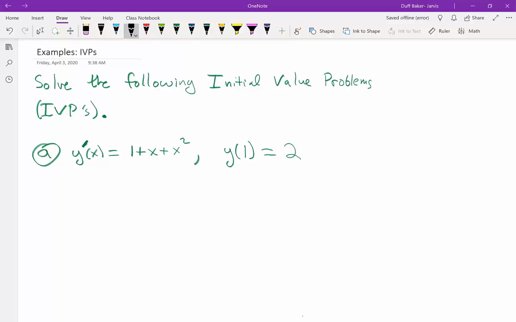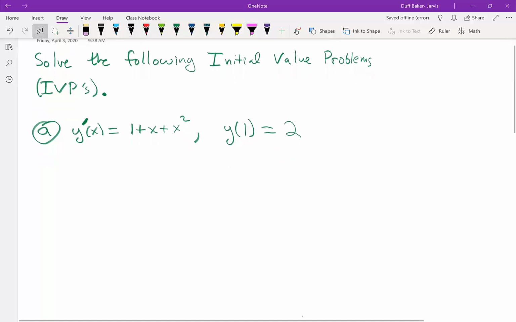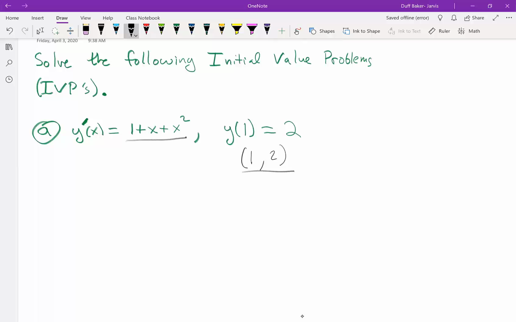So here we're going to go through a few of them. In the first one, we're given that the derivative, y prime, is 1 plus x squared. And we're given also that, this means the x value is 1 and the y value is 2, right? Because y of x, you plugged x equals 1 in and you got 2 out. So if the derivative is this and the function goes through this point, what antiderivative makes that work? The idea is we want to solve for y.